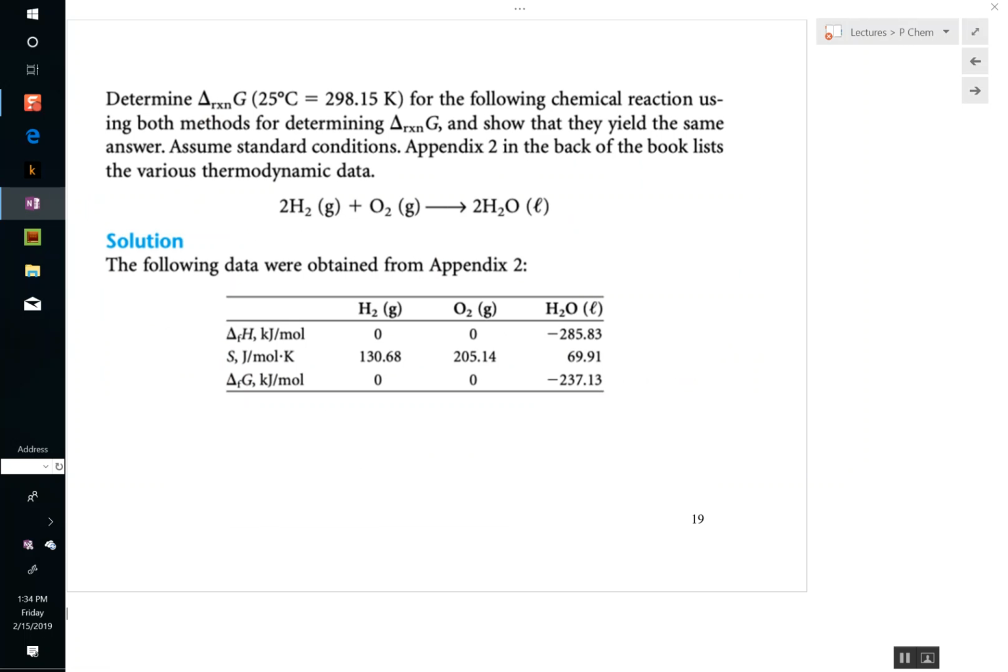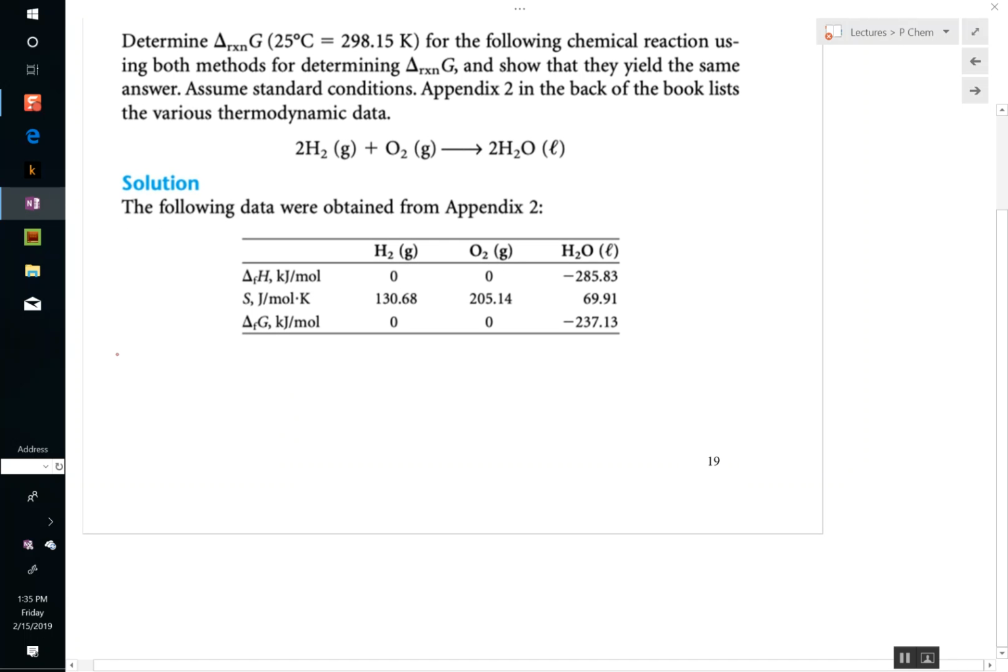Let's work through this. There's two ways of calculating this. Determine the delta G of reaction for the following chemical reaction using both methods for determining delta G. Show that they yield the same answer. Okay, what are our two methods going to be?